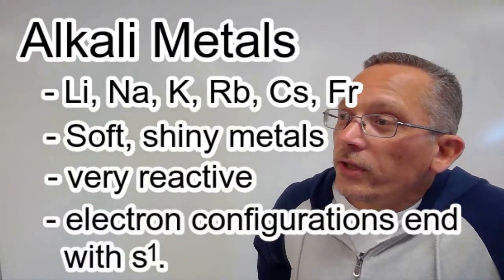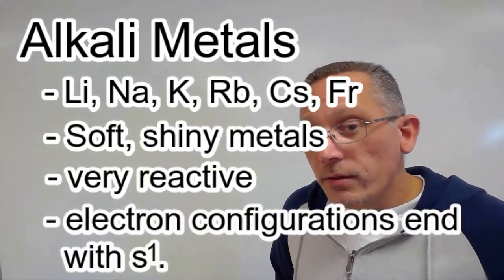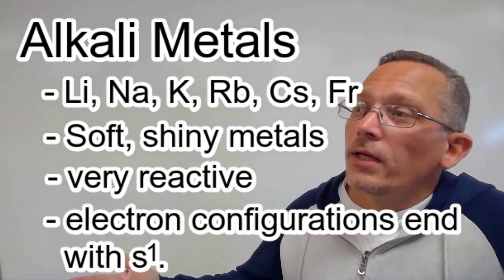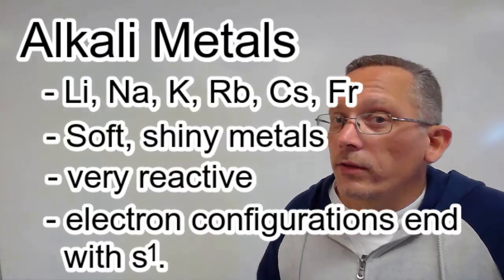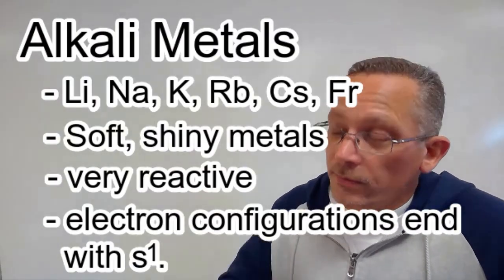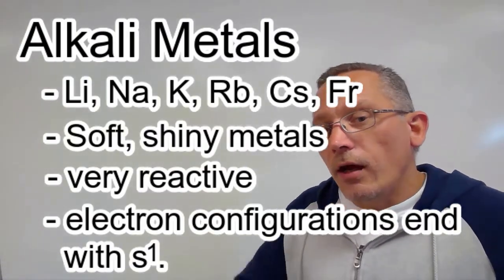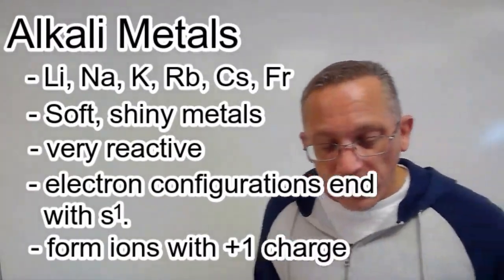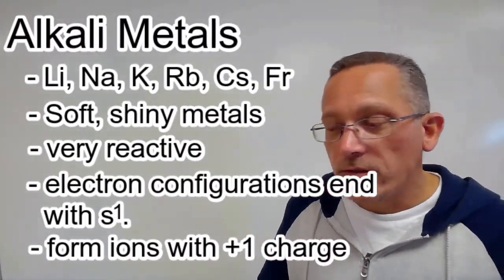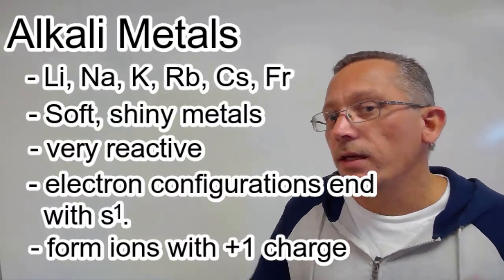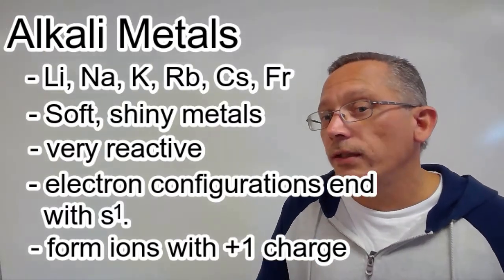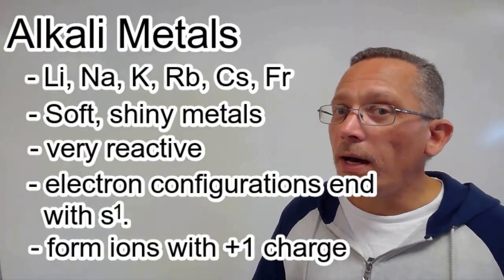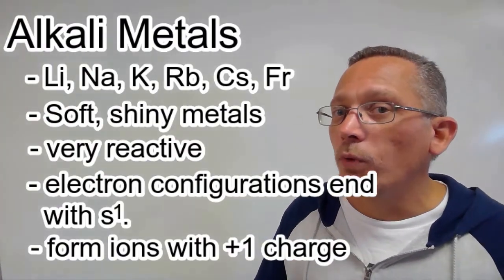Let's see, all of the electron configurations of the alkali metals are similar. They all end with an S1. So lithium is 2S1, sodium is 3S1, potassium is 4S1. So they all end with an S1. And this means when they form ions, an ion is an atom that has the wrong number of electrons, the alkali metals will all tend to lose one electron. So they end up as ions that have a positive 1 charge.